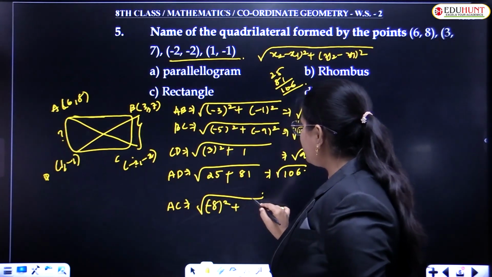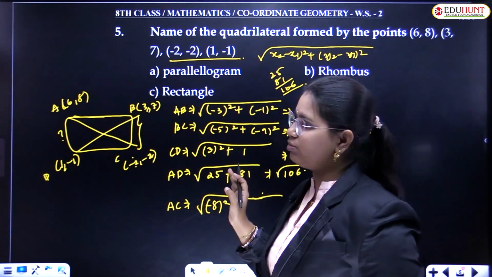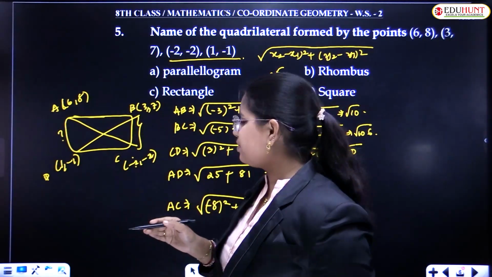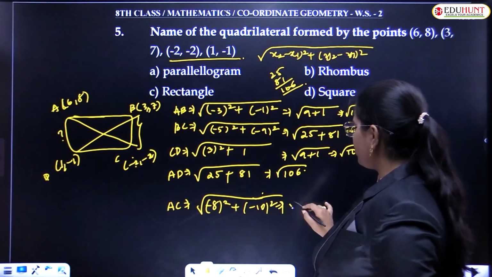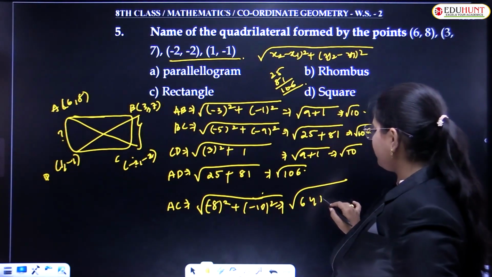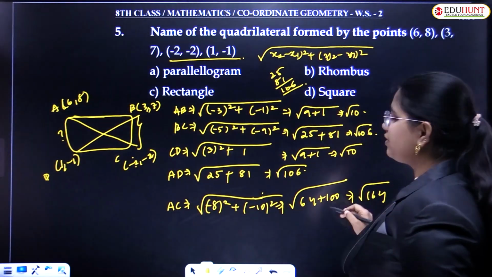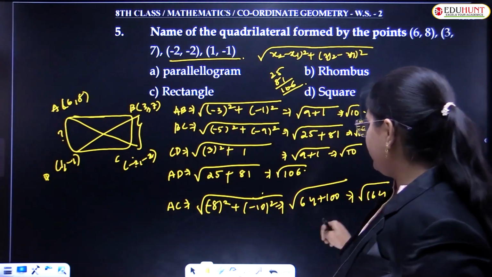A simple formula: x2 minus x1 whole square plus y2 minus y1 whole square, and minus 2 minus 8, which is minus 10 whole square, right? Minus 10 whole square. So what you got? 8 square is 64 and 10 square is 100. So in total you got the length of diagonal AC is root 164 units.